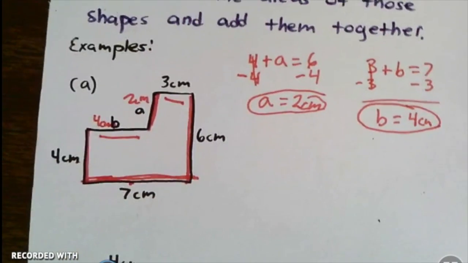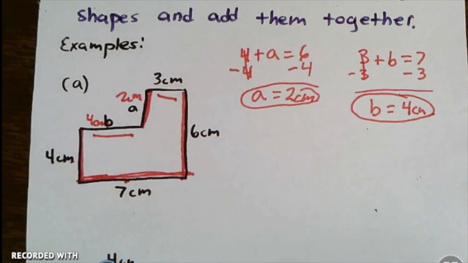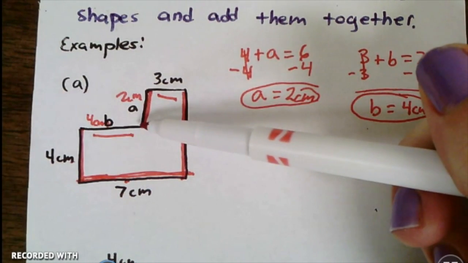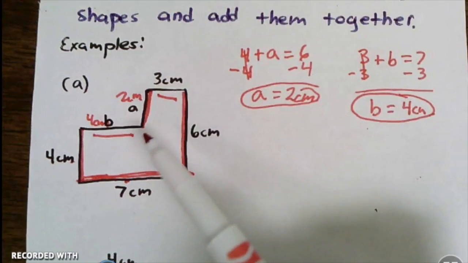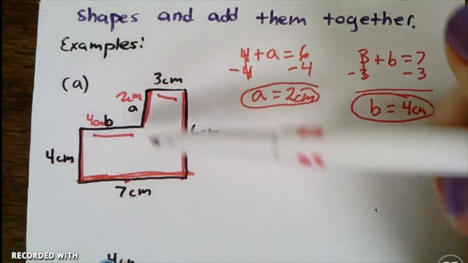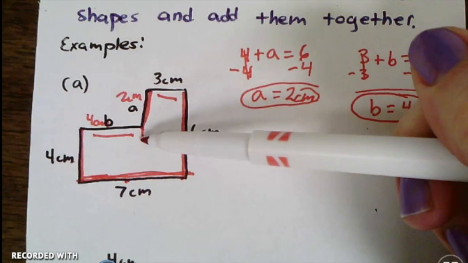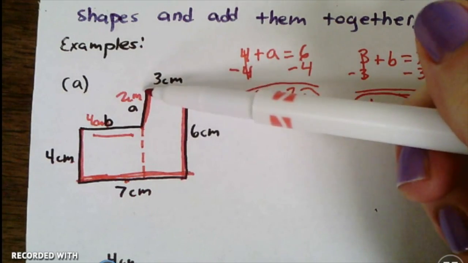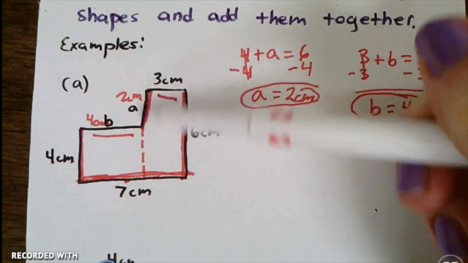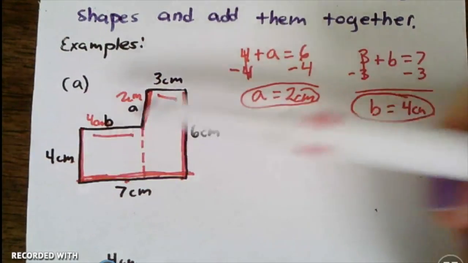Now it comes time to divide my shape. So I'm going to divide this into two rectangles. I can either divide it this way, or I can divide it this way. For this time, I'm just going to divide it down like this. So now this becomes one rectangle, and this becomes the other rectangle.